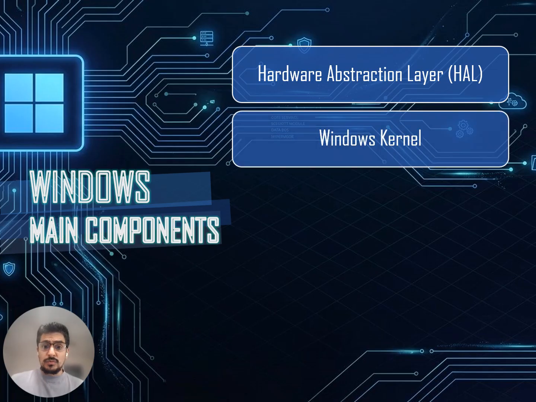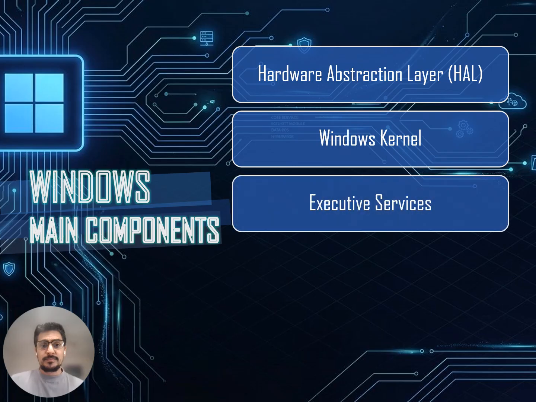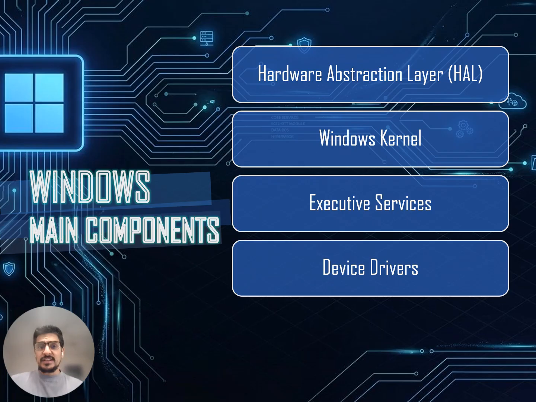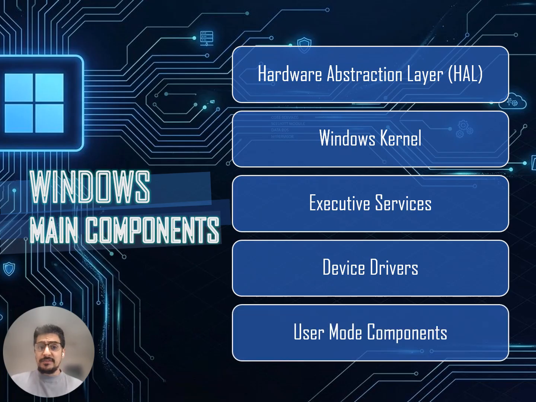The system kernel handles low-level tasks such as thread scheduling, interrupt handling, and synchronization. The executive services component includes core subsystems responsible for process and thread management, virtual memory, and I/O operations. The device drivers enable communications between the OS and hardware devices. And finally, the user mode component that includes system libraries, background services, and user applications that run with restricted privileges for stability and security.